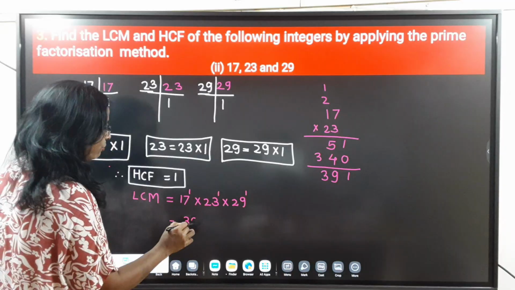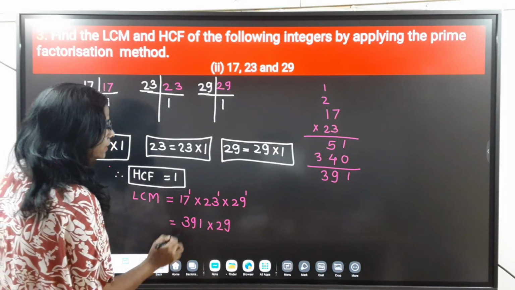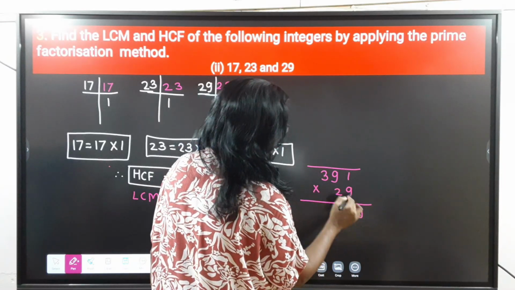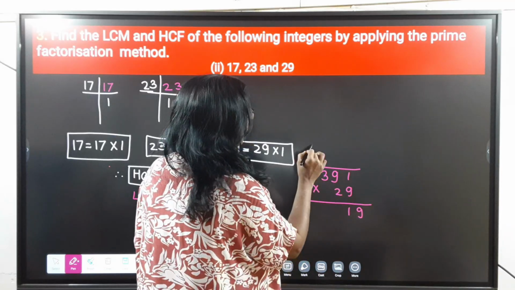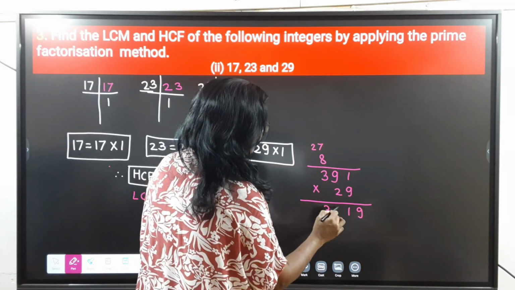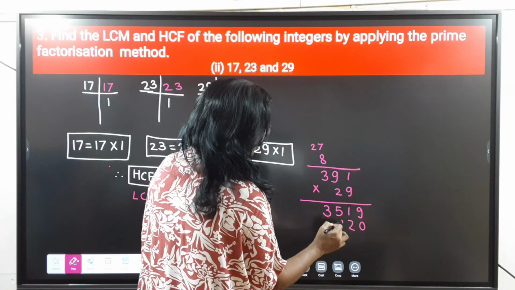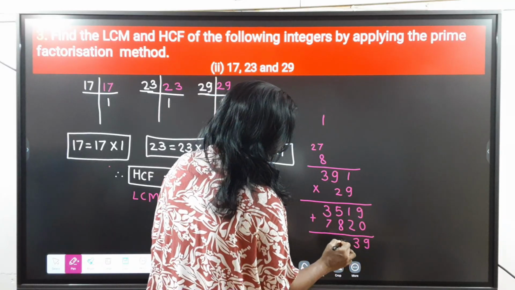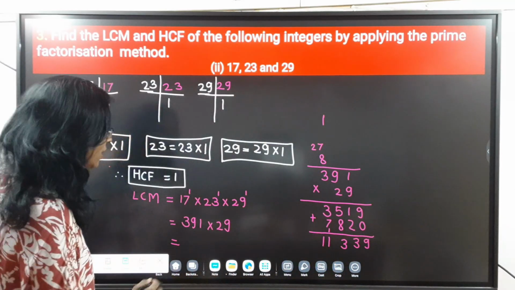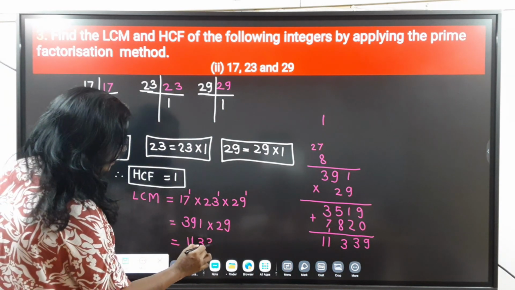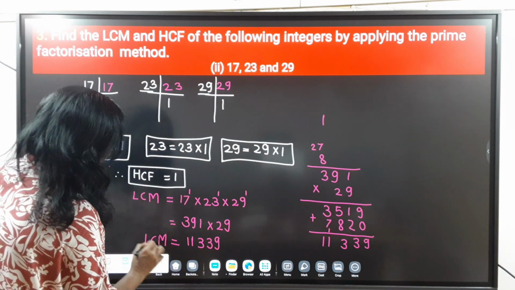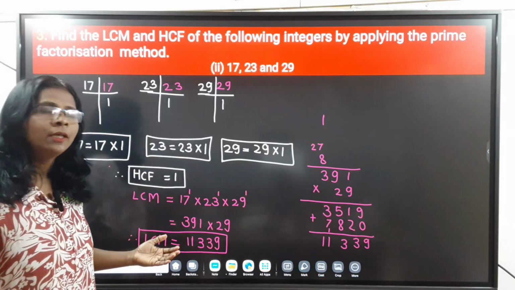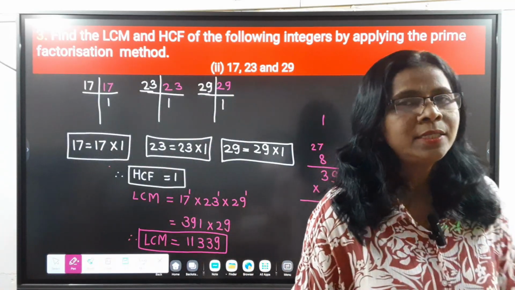So 391 multiply 29. Okay, 391 multiply 29. So here, students, 9 ones are 9, 9 ones are 9, 81, then 27 and 27 plus 8, that means 35. Then 0, then 2, then 18, then 3 2s are 6 and then 7. Okay students, so then 9, 3, 3, 10, 11. So now, students, 11,339 is the LCM of these three numbers. Okay, so this is a very easy and proper method to solve these LCM and HCF.